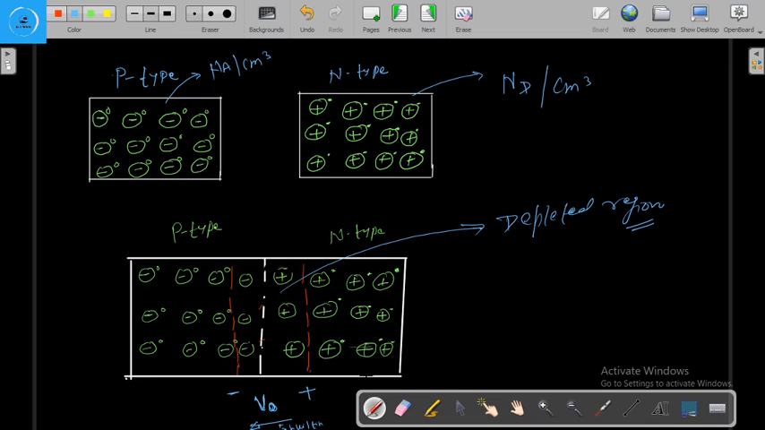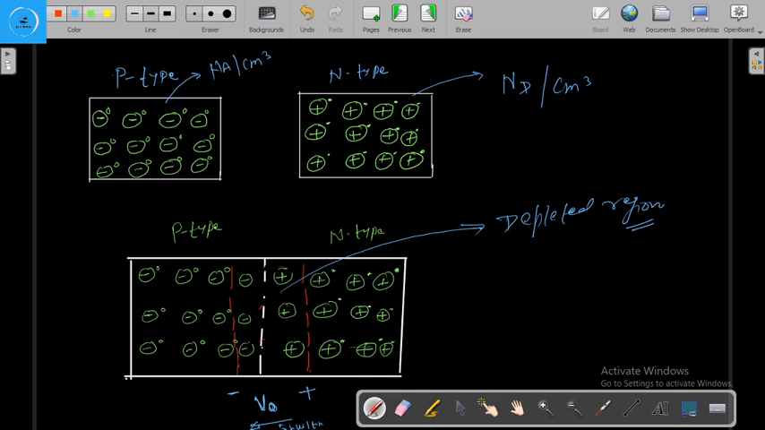So this is the working of the PN junction. Because of the concentration gradient, electrons come from the n type to the p type, and holes come from the p type to the n type. Because of this, electron-hole recombination takes place at the junction, and near the junction only immobile ions are present. This region is called the depleted region.